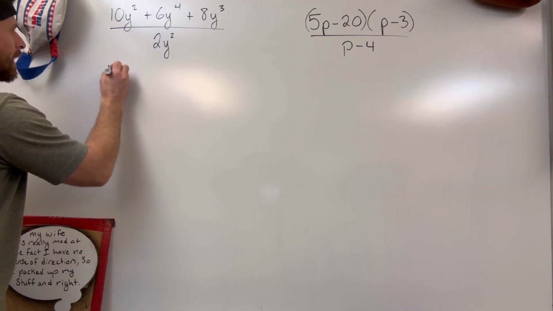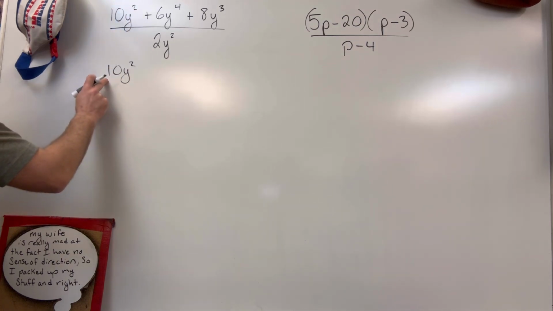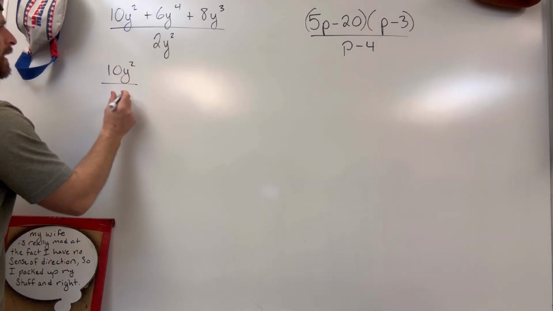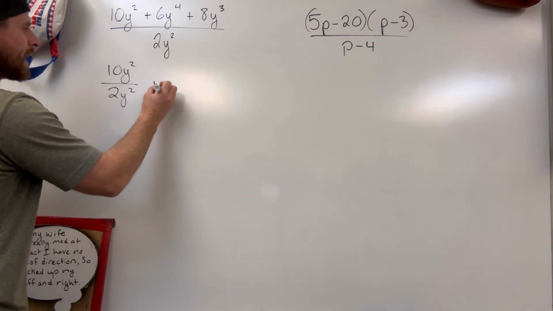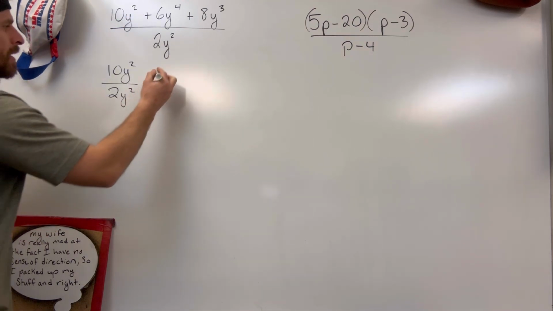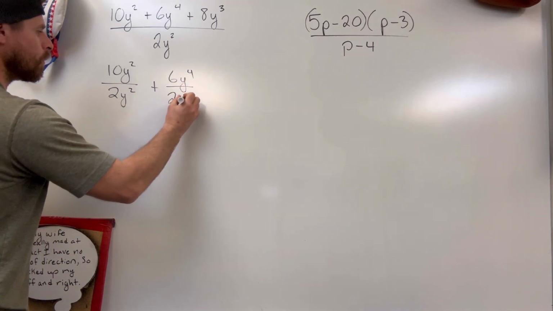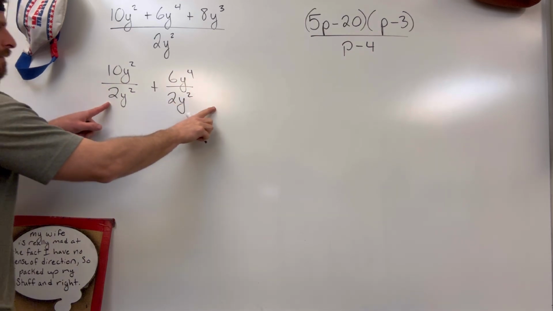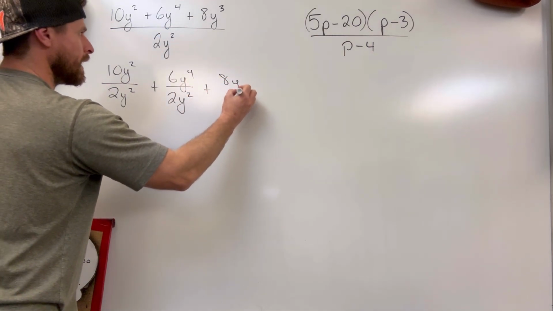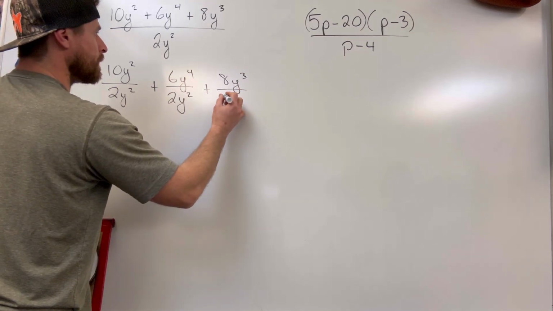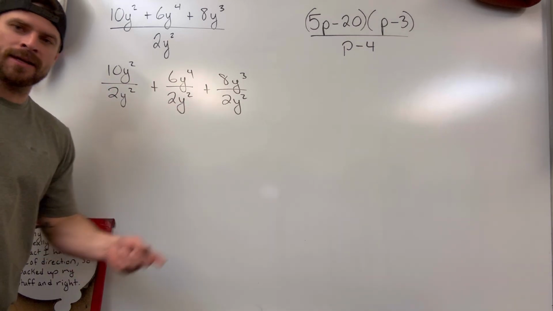I like to write them out as separate fractions. So 10y squared divided by 2y squared. We can simplify that, and then we're going to add, because it's a positive 6, 6y to the fourth divided by 2y squared. Notice the bottom of each of my fractions has to remain the same, plus 8y to the third divided by 2y squared. We go through each one of these, and then at the end we'll put it all back together.